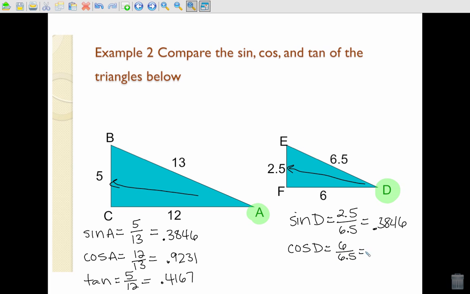Cosine of D is adjacent over hypotenuse, and I get 0.9231. And tangent of D is opposite over adjacent, which is 0.4167. So you can see these are similar triangles. All of their sides are in the same ratio, and all of their sine, cosine, and tangent ratios are the same as well. So these are similar triangles.